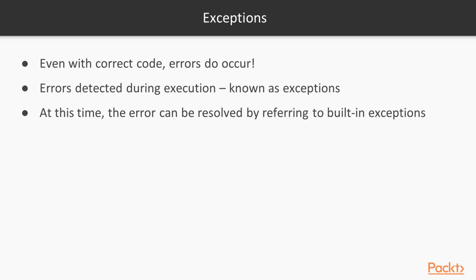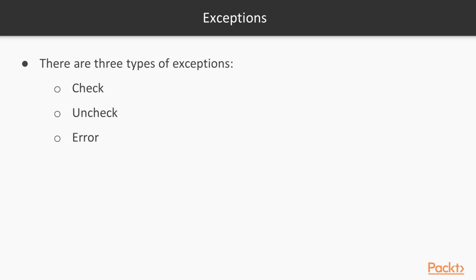Let's acquaint ourselves with certain inbuilt exceptions to further our understanding. Before that, let me give you a quick breakup of the types of exceptions that we'll go through. There are three types of exceptions. One, which we call checked exceptions. Second, which we call unchecked exceptions. And third, we just call it an error.